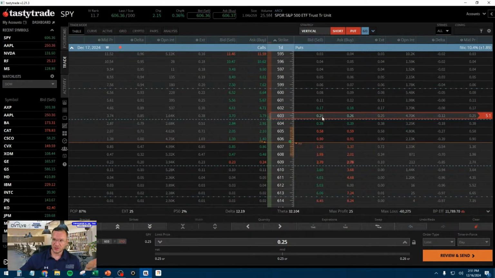If I'm only collecting 25 cents and I don't sell or buy anything with this to make it a spread, which is beyond the scope of what we're talking about here, then I'm going to be putting up something like 10 grand, maybe $15,000, $20,000 for 25 cents.